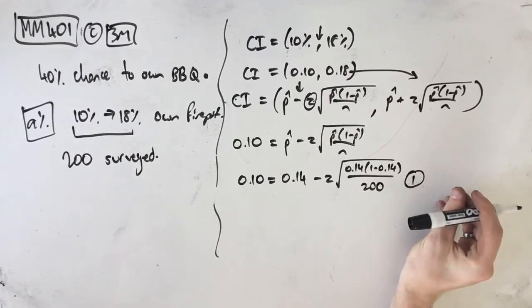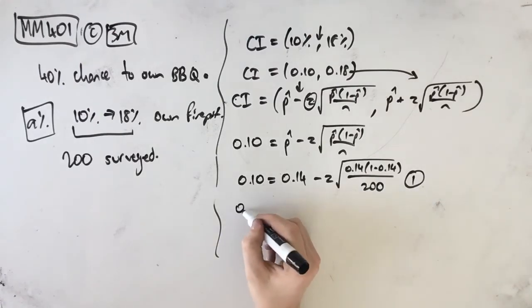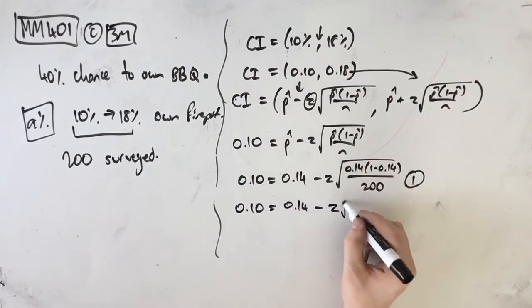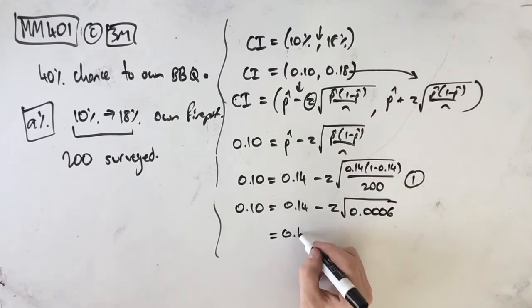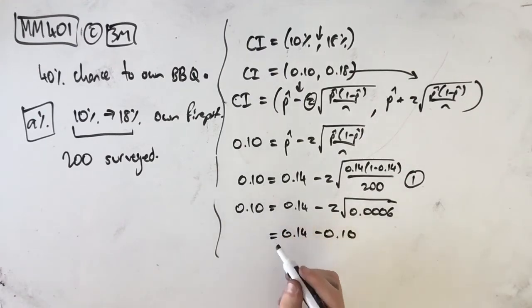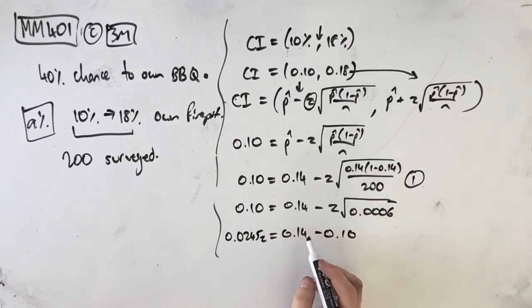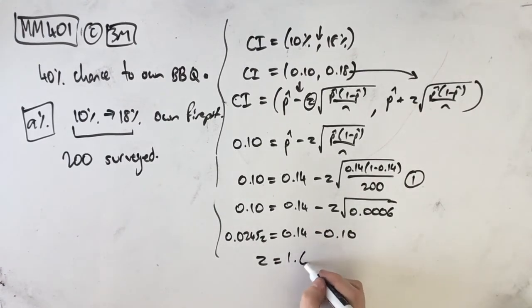Now, I would show as much working as you can here because it is a 3-mark question. So just moving down the chain, we get 0.10 equals 0.14 minus Z times the square root of 0.0006, which equals 0.14 minus 0.10, and I'm just moving this Z across, and we get 0.0245Z. And then from there we get Z equals 1.63. This is our second mark.